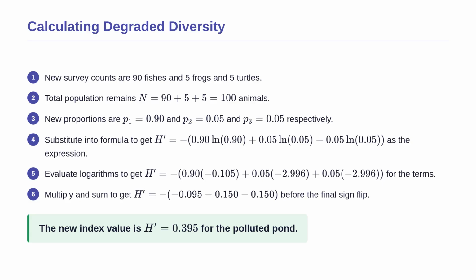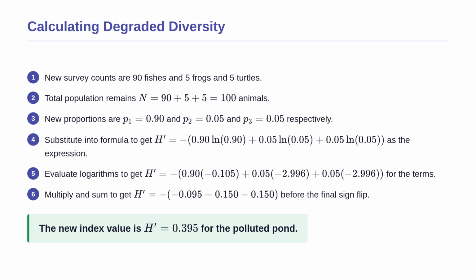Let us calculate the new diversity for our polluted pond. Our new survey finds 90 fishes, only 5 frogs, and only 5 turtles. The total population N is still exactly 100, but the proportions are now heavily skewed: 0.90 for fishes and 0.05 for both frogs and turtles. We plug these new proportions into the formula.